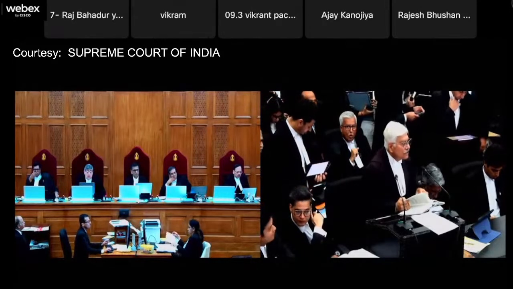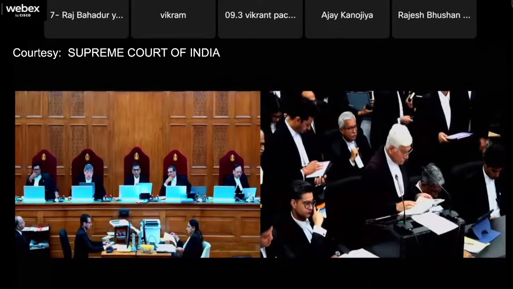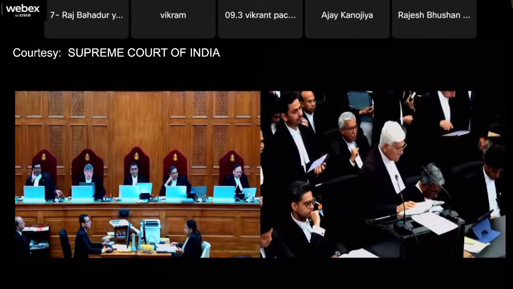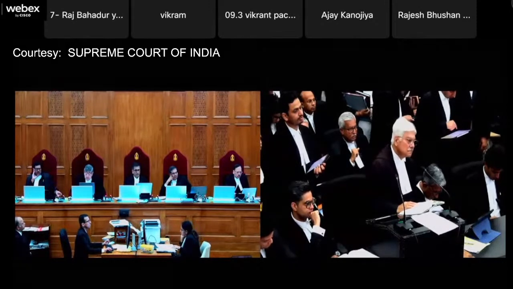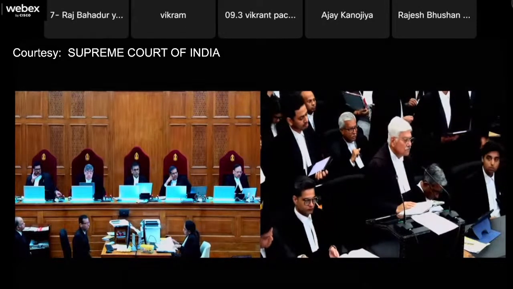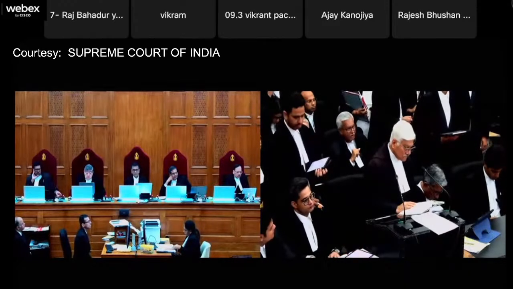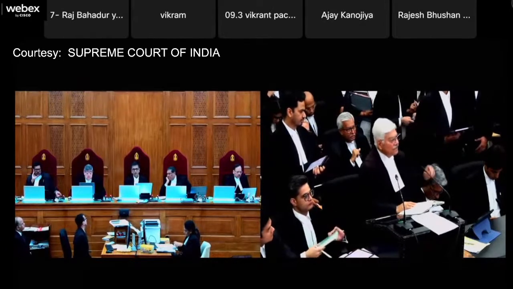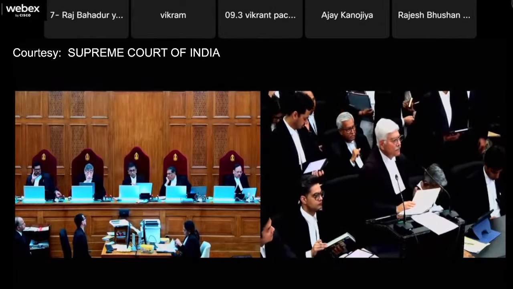I mean, first refer to the preamble. Now see the problem with your argument, because Article 5 says that the legislative and executive power of the state would extend to all matters except those with respect to which Parliament has power to make laws for the state. Yes. Under the provisions of the Constitution of India. Yes. Therefore, that takes us to the Constitution of India.